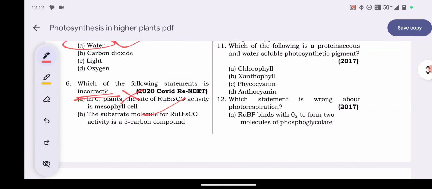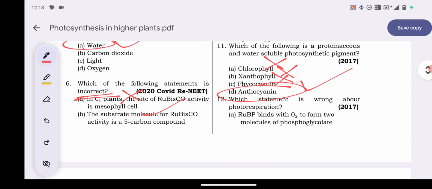Question number 11. Which of the following is the proteinaceous and water soluble photosynthetic pigment? Proteinaceous और वाटर सॉल्युबल फोटोसिंथेटिक पिगमेंट, इनमें से कौन सा है? क्या वो क्लोरोफिल है, ज़ैंथोफिल है, फाइकोसियानिन, एंथोसियानिन? ऑप्शन नंबर डी, एंथोसियानिन. एक्सप्लेनेशन.